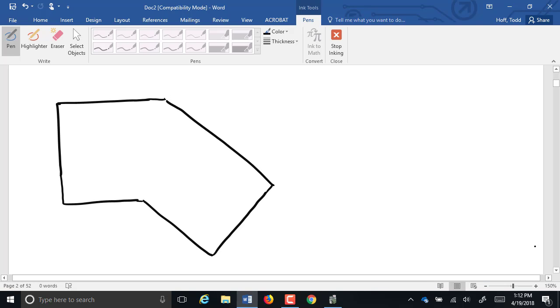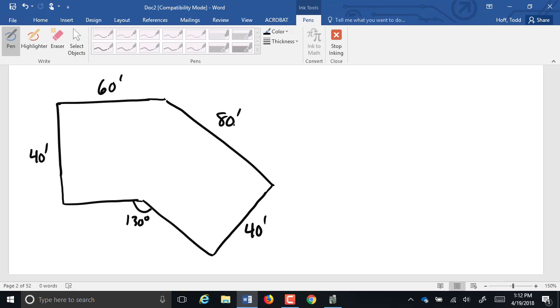So on this one, let's say that this is 40 feet and 40 feet. This angle here, let's make it 130 degrees. Back here, I'm going to call this one 60 feet and this one 80 feet. So this is basically like a house with an angled garage coming off of it. I want to find the area.